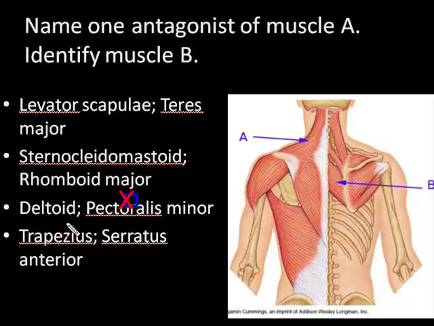And then it says antagonist of muscle A is trapezius. This muscle itself is trapezius, so this couldn't be one of the answers, which is why it's very important to read the question carefully. It's not asking you to identify the muscle, but asking you to identify an antagonist. So this is not the correct answer. And as I showed you earlier, this is not serratus anterior, so obviously this also is not one of the choices. So that's how you're going to answer these questions.